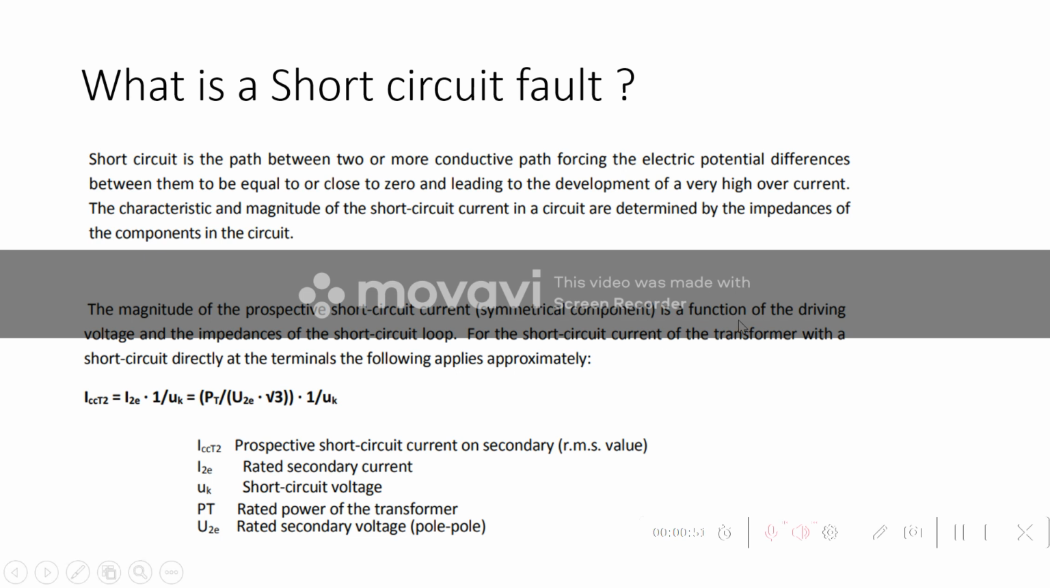To calculate the short circuit level in a system, you can use this formula. The short circuit current is equal to PT, that is the rated power of the transformer, divided by U2E, the rated secondary voltage, into root 3, into 1 divided by the short circuit voltage. If you use this formula, you can find out the short circuit current of a transformer.